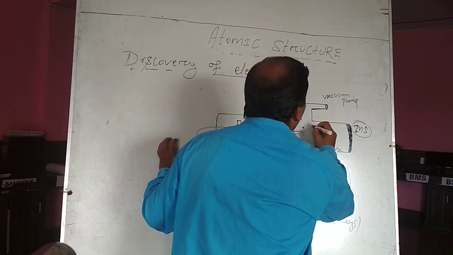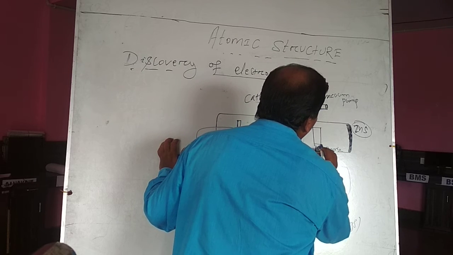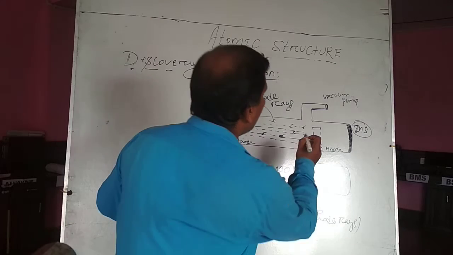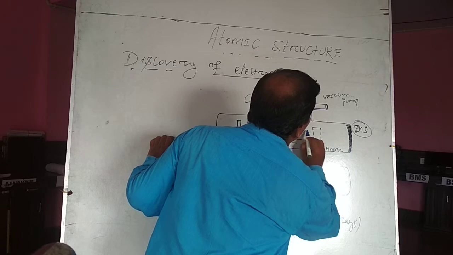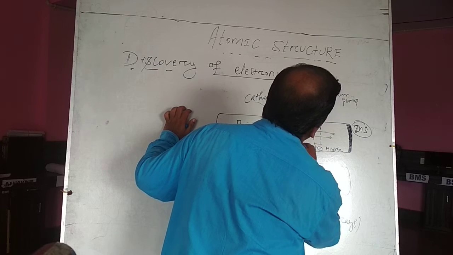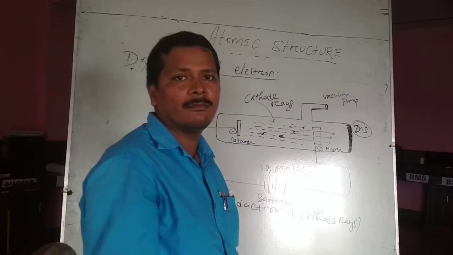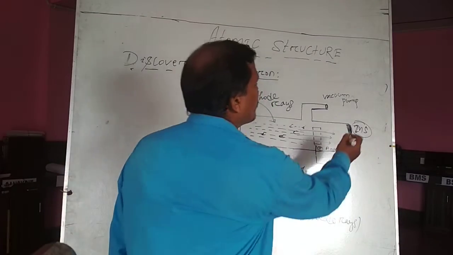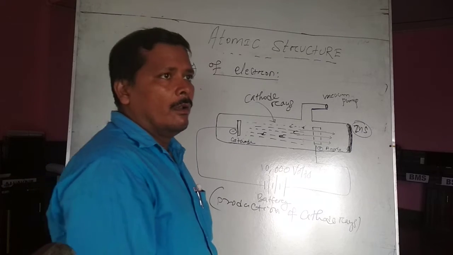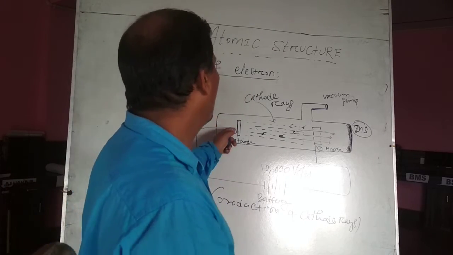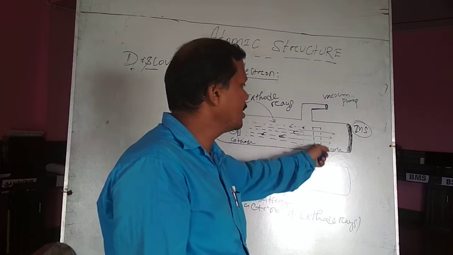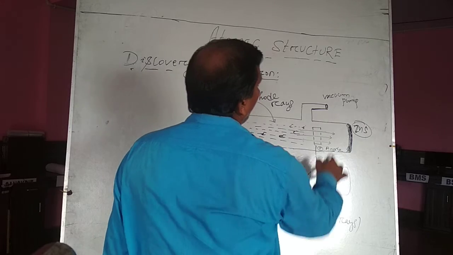So how was it? Now the perforated anode was made like this. You see, this is a plate. It contains some holes. The same experiment was repeated, and the rays passed through these holes and struck here, and some bright spots were obtained on the phosphorescent material coated on the walls of the discharge tube. By this way, the rays produced from the cathode and moving towards the anode were confirmed when the discharge tube experiment was repeated using a perforated anode. Holes are there, that's why it is called a perforated anode.